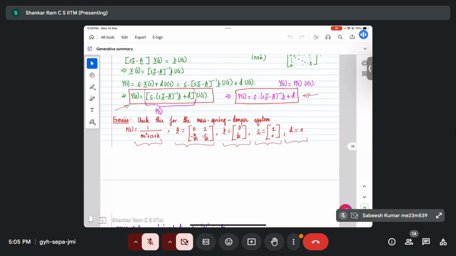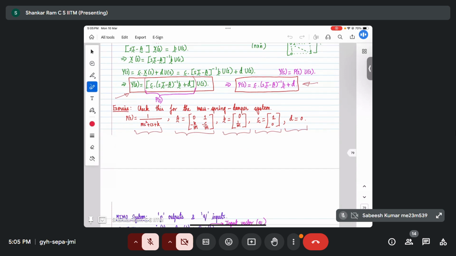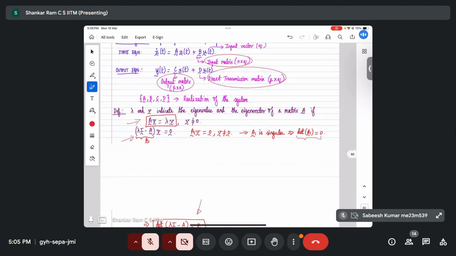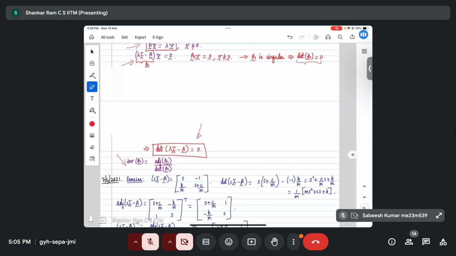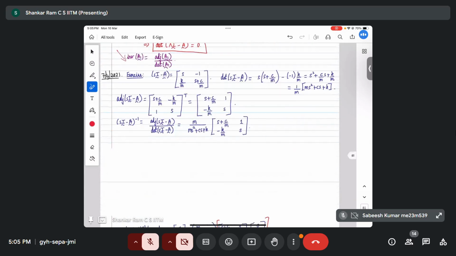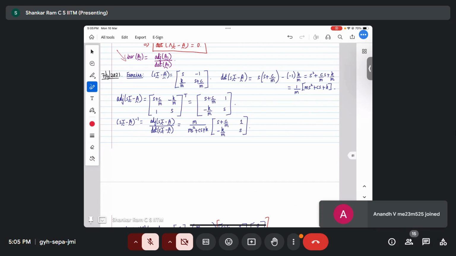Importantly, we also looked at this equivalence between the state space representation and the transfer function representation, right? P of s equals C times (sI minus A) inverse times B plus D. The place we stopped was that I requested you to check it out for the mass spring damper system. I hope you had a chance to do it, but if not, that's how we start today's lecture.